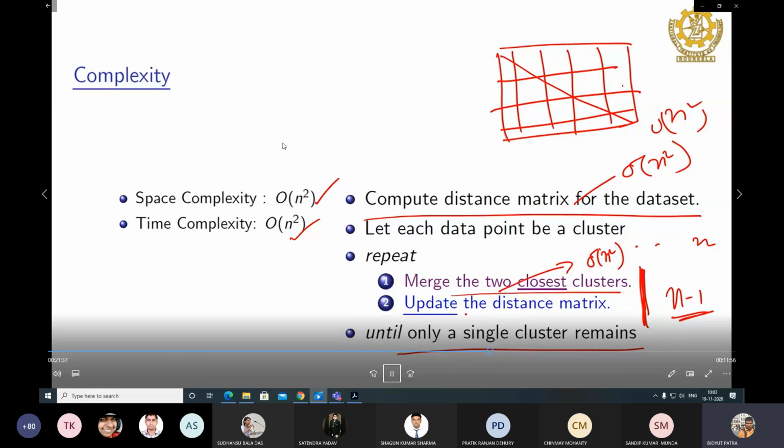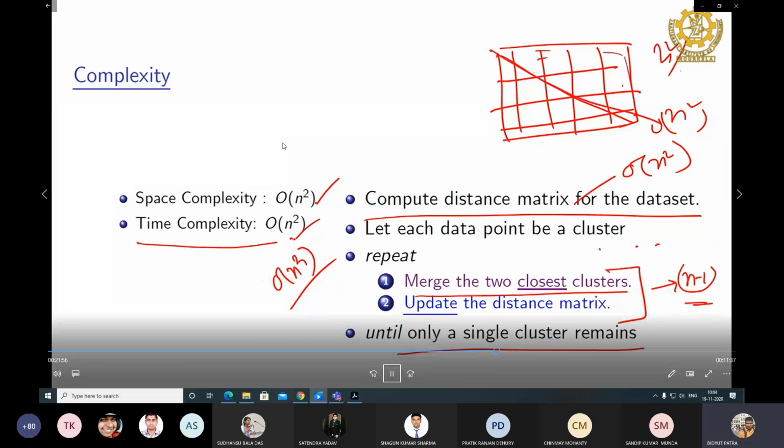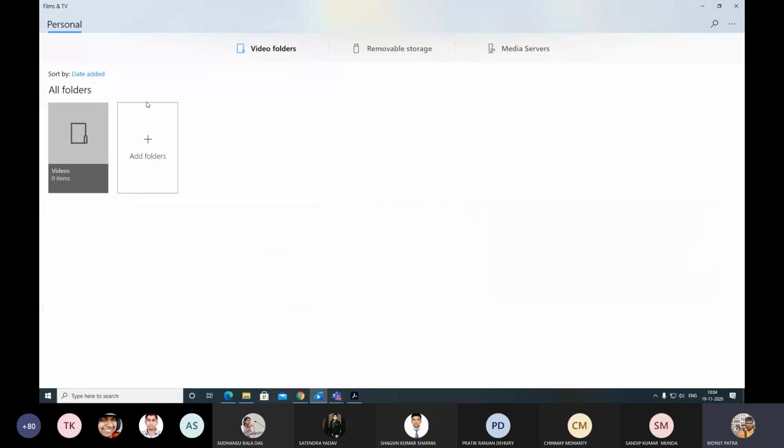And what else do you have to do? You have to update the distance matrix. Again, updating the distance matrix can take at most order of n square time, and this has to be done n times. Therefore, the complexity will be order of n cube if you don't use any other data structure. Here we say the time complexity is order of n square. So I stop at this point here. Tomorrow we will discuss some other algorithm, how to reduce the time complexity from order of n cube to order of n square.